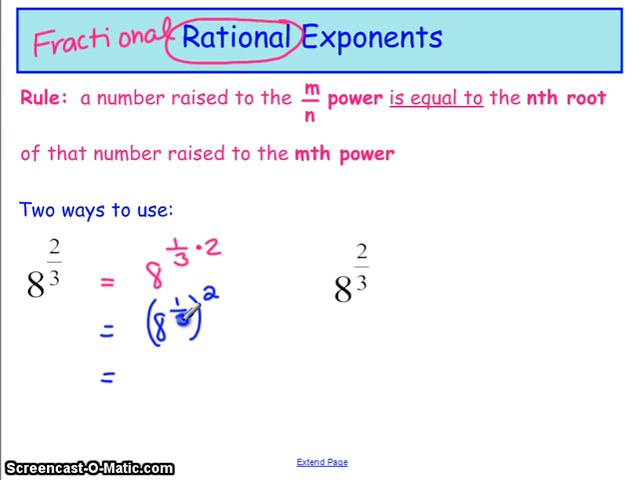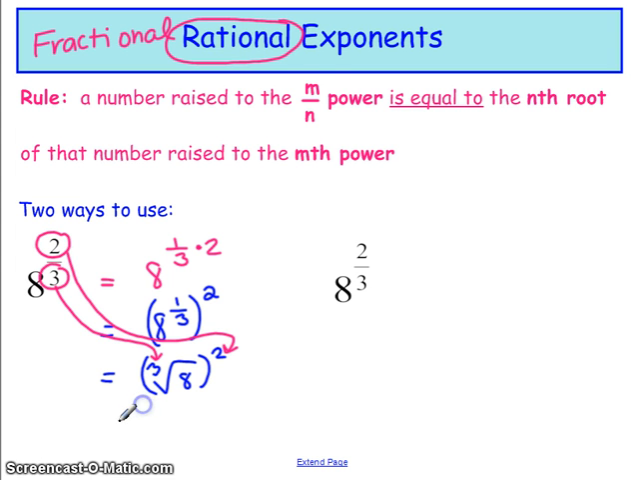And we know that 8 to the 1/3 is the same thing as the cube root of 8, and that's all in parentheses being squared. And now what we see is our little rule in action. 8 to the 2/3, that 3 became the root, because I said the n on the bottom becomes the root, and the 2 that was on the top becomes the power. The number that when you multiply it by itself 3 times you get 8 is 2, and then you would raise that to the second power. This would come out to 4. So 8 to the 2/3 power.